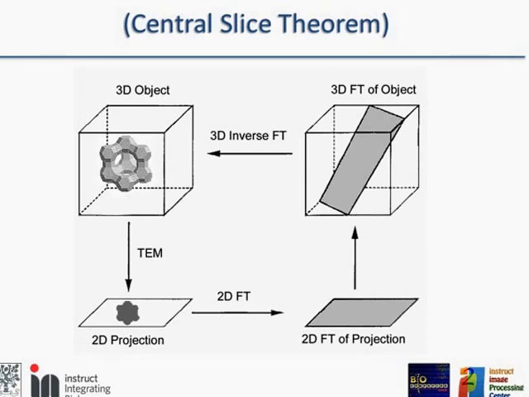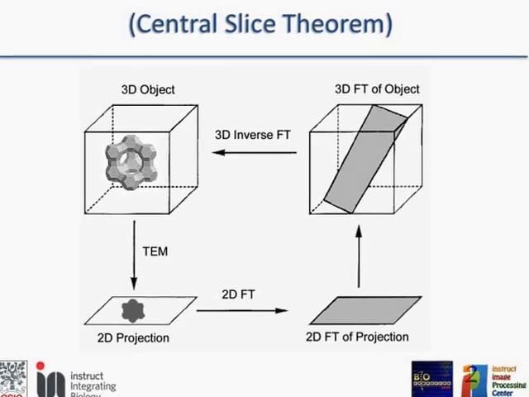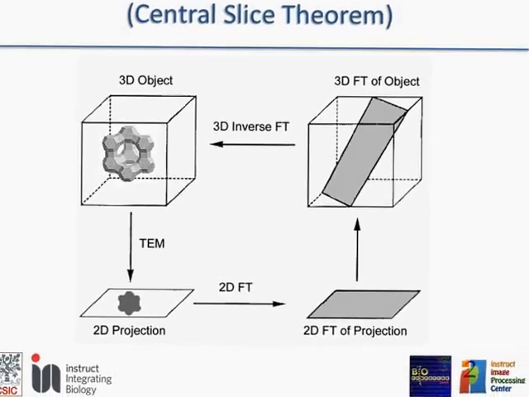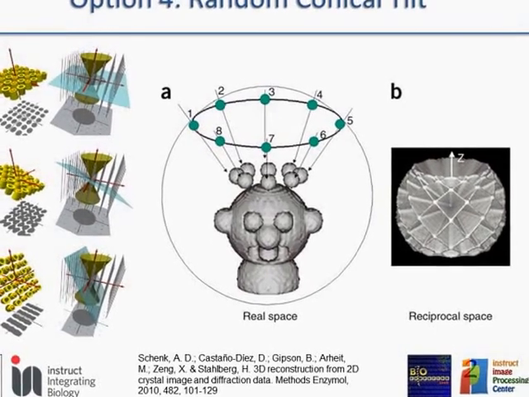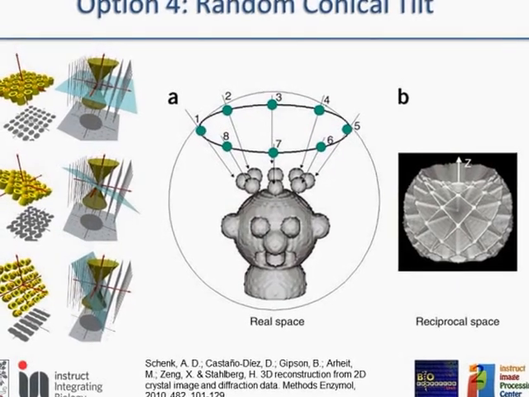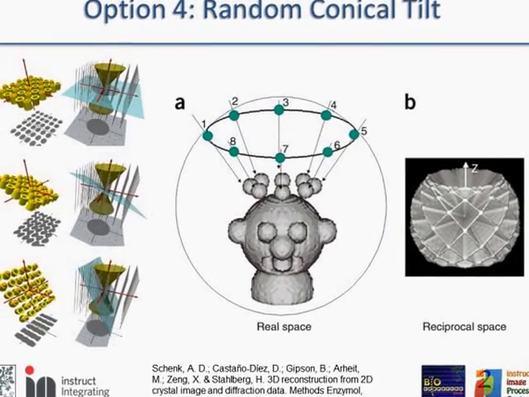So the random conical tilt is exploiting this, and by taking these two images, the untilted and the tilted, what you are doing is filling the 3D Fourier space in this way, so that you are filling each projection that you have in the tilted image, these projections here.